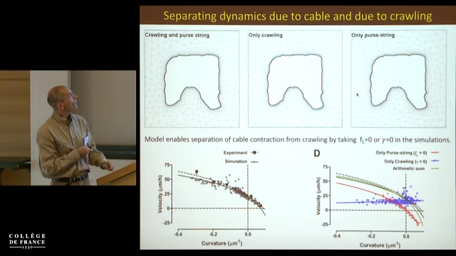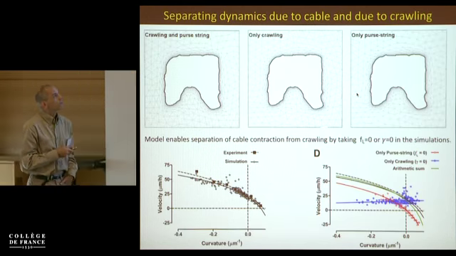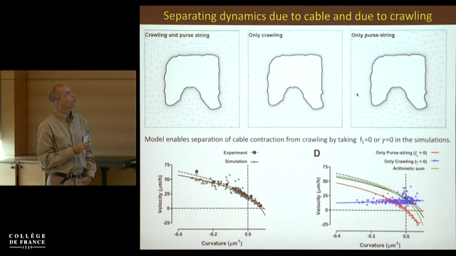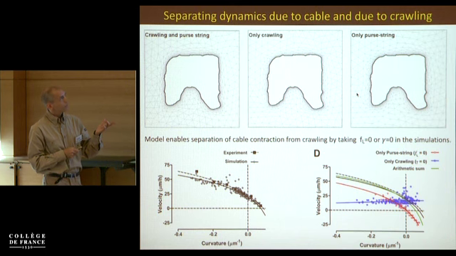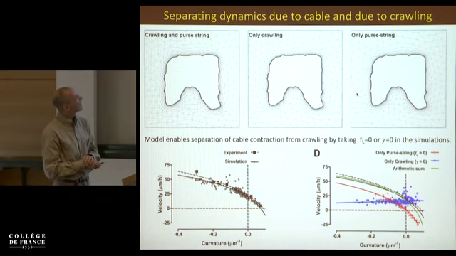And in fact, having this model is a way of separating in a very clear fashion the action of the two mechanisms, because in the model you just have to put the parameter for the cable, so the tension, to 0. You will see what just crawling would do with the model, or put the parameter of the lamellipodia to 0 and see what the purse string would do.